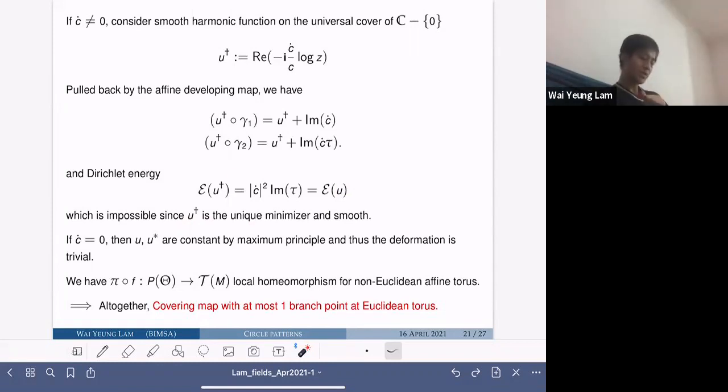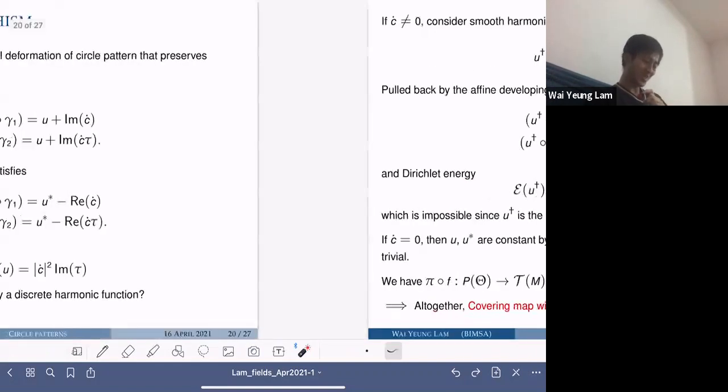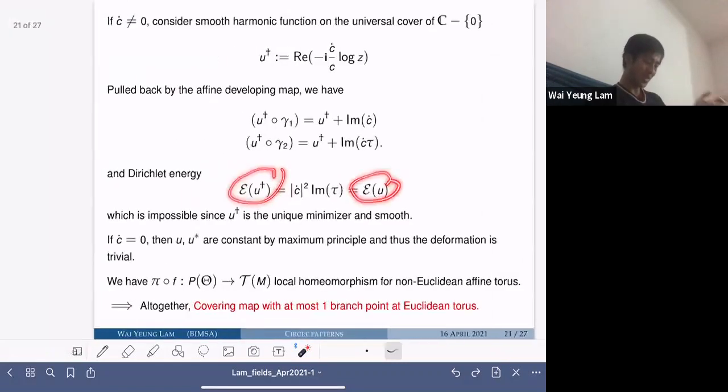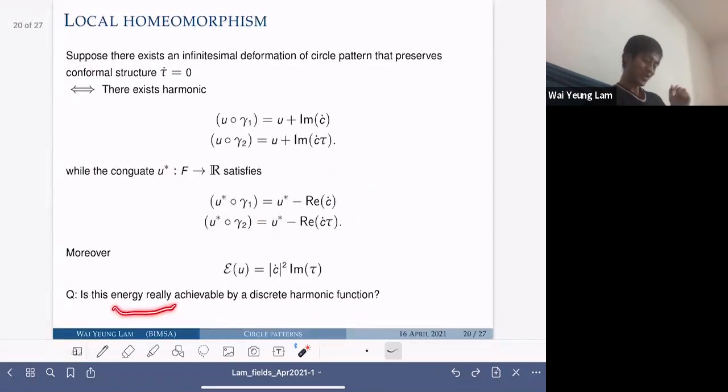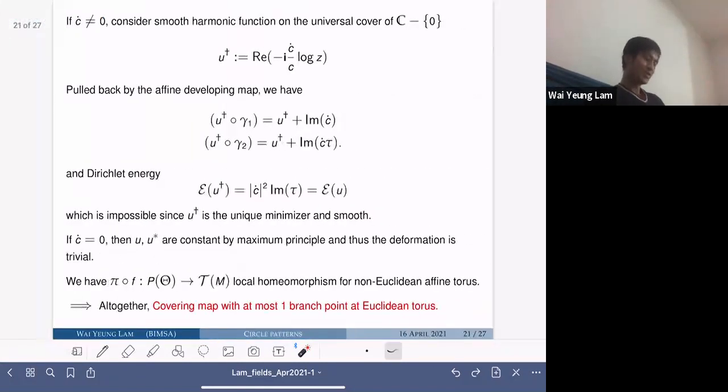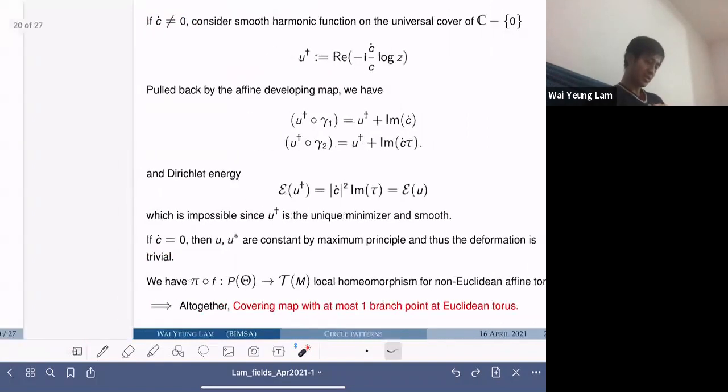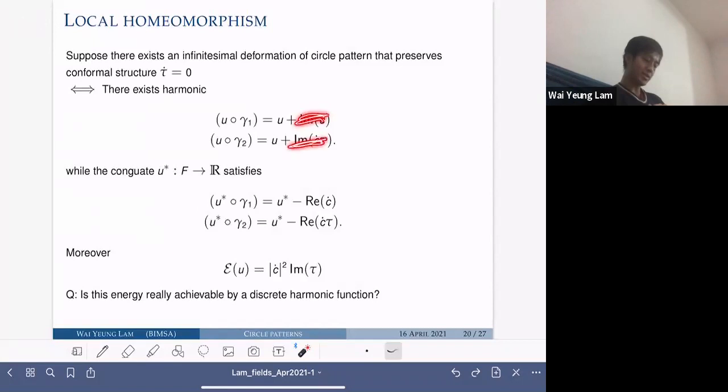So that means this energy must be larger than this one. So that means this energy is not achievable by a discrete harmonic function. Altogether, that means this C dot must be zero. So if C dot is equal to zero, then this function U is a harmonic function over a torus.